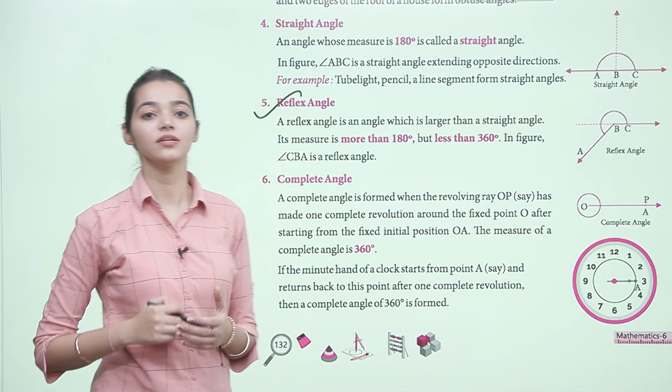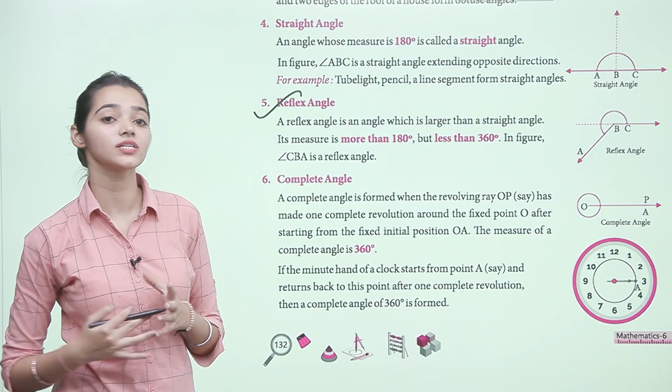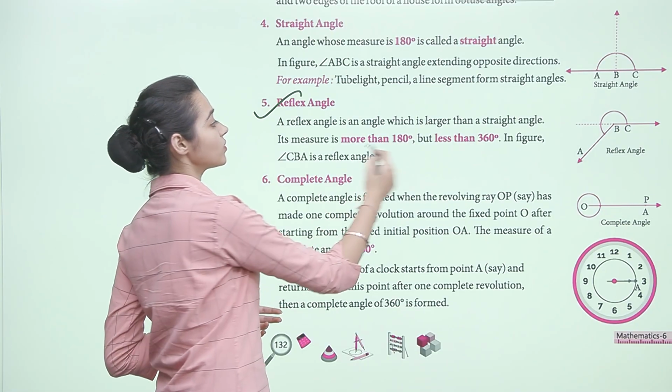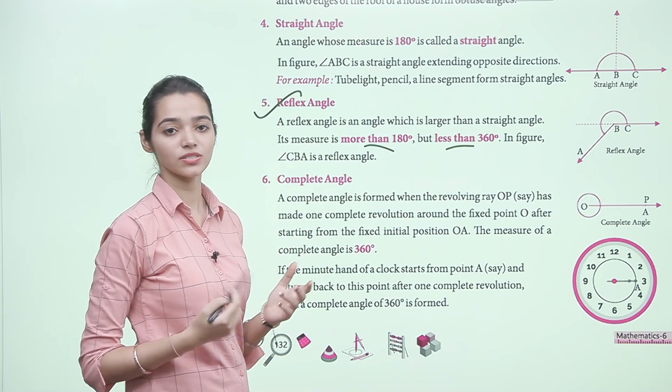Next is the reflex angle. A reflex angle is an angle which is larger than a straight angle. Its measure is more than 180 but less than 360 degrees. So this is a reflex angle.